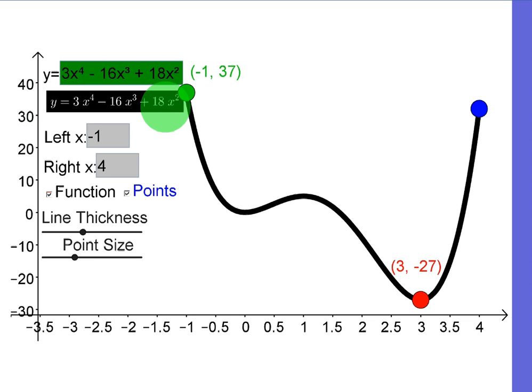All right, that is it for this example. If you have any other questions about absolute max or min, let me know.